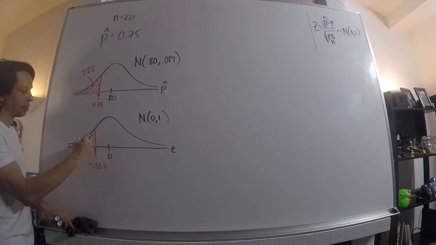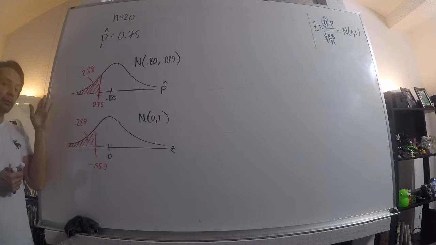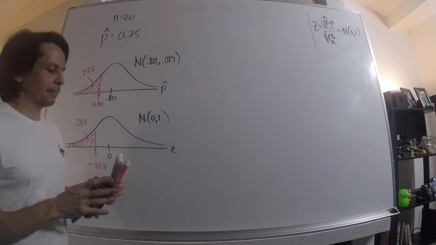But it's the same p-value on either thing. That's a probability: there's a 29% chance that we would get a satisfaction rate of 75% or below for a random sample of 20 if they're telling the truth. And that's like me, again, getting one ace. It's not that bad, it's pretty reasonable. There's no reason to suspect the company was lying.